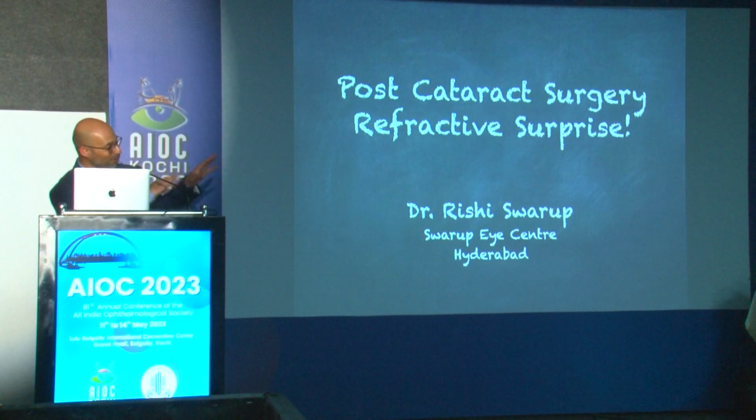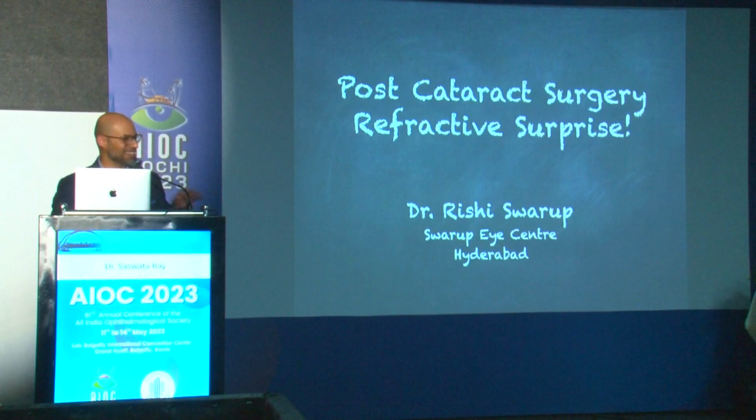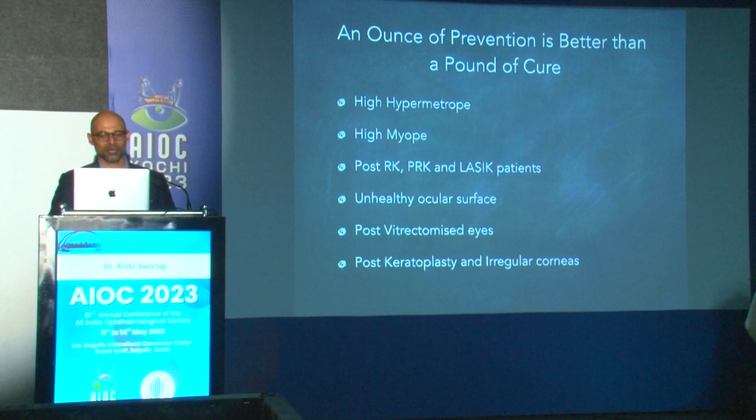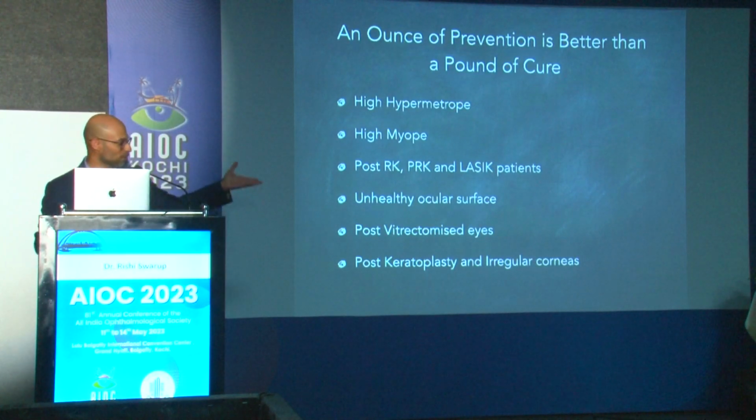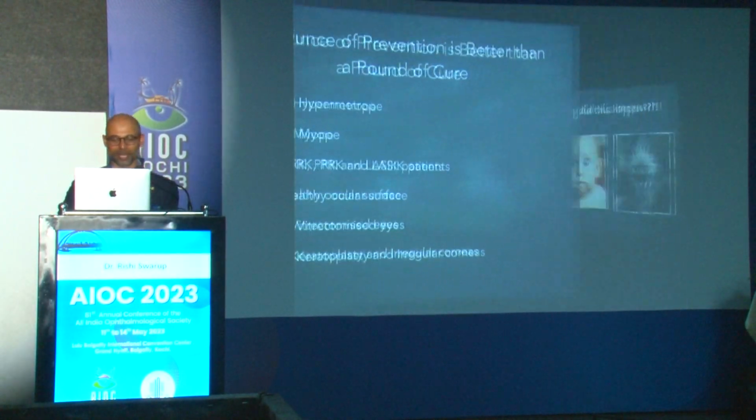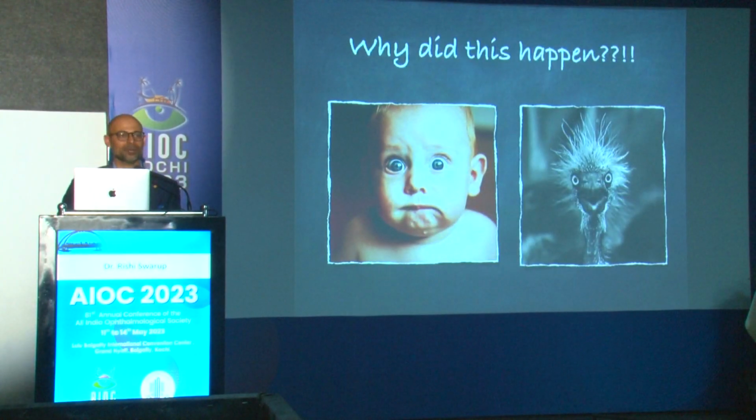So if all the things that you do with them fail and you end up with a refractive surprise, what should you do? So obviously it's better to prevent than try to fix this, and we should identify which are the high-risk patients. I'm sure a lot of this will be covered by the subsequent speakers, so I won't delve into that. You need to understand why it has happened.